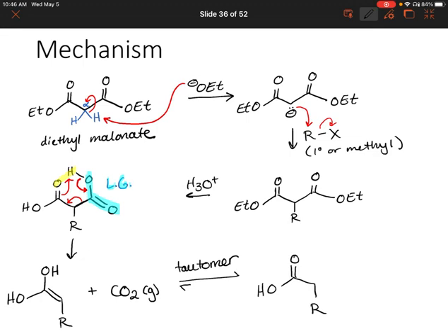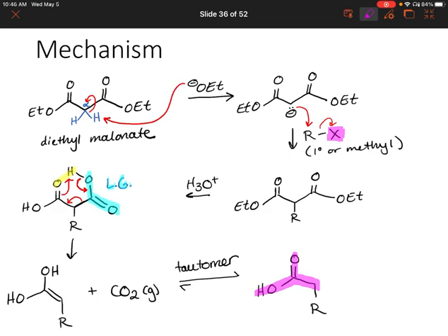So this is a very long mechanism again. But the main idea here is that we're replacing the halide on our alkyl halide with this carboxylic acid here, plus that CH2 group on the right there.